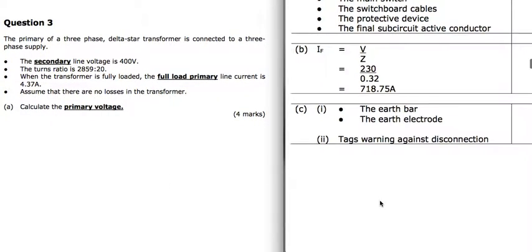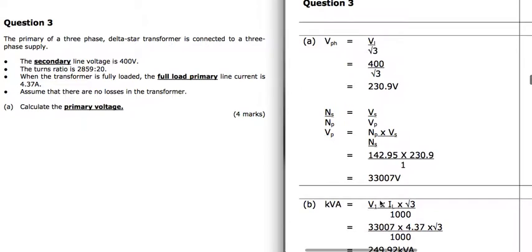Now we've got a transformer calculation. We've got a delta star, 3-phase. The secondary line voltage is 400. The turns ratio, they've given you 2859 to 20. So if I was doing this calculation, I would take that down to 1. So I'll do 2859 divided by 20, and they've actually done it over here without showing you what they've done. That gives you 142.95 to 1. So the ratio is 142.95 to 1.